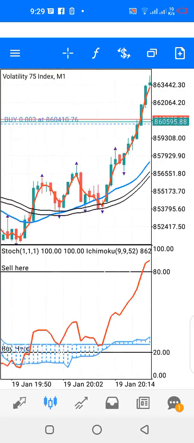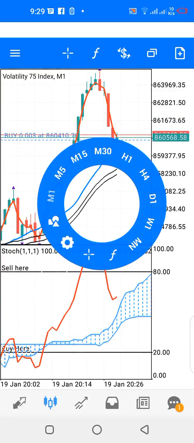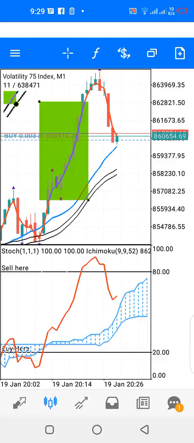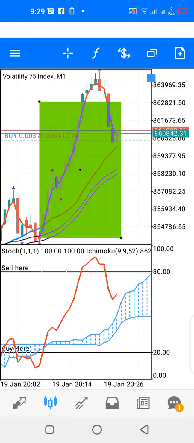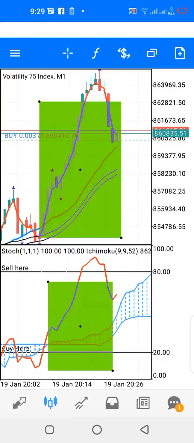Now on the screen I have two windows. I have the main chart. This is the main chart. And I have indicator window 1. This is indicator window 1.